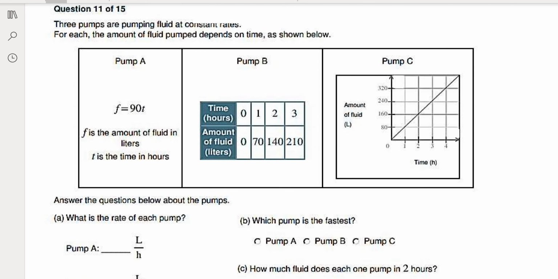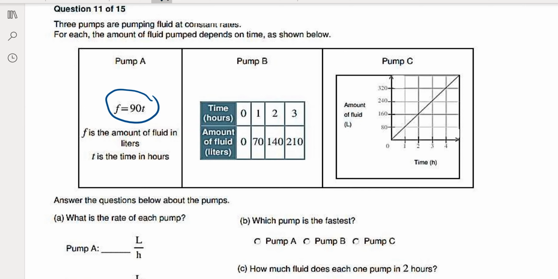Okay, so let's look at number 11. It says 3 pumps are pumping fluid at constant rates. For each, the amount of fluid pumped depends on the time, as shown below. So pump A, they gave us the equation. It's pumping at a rate of 90 liters per hour. So on pump B, we're going to have to find how it's pumping.